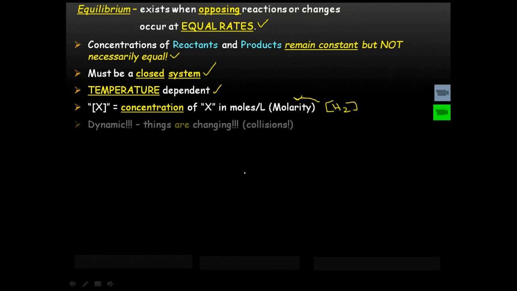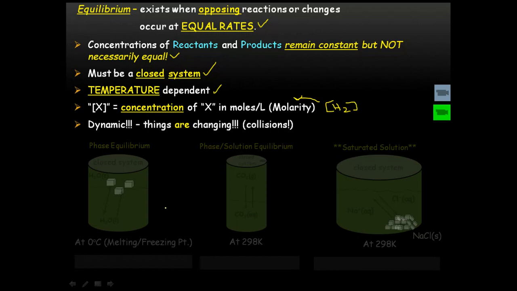Okay, next. Things are dynamic. They're going to be changing each time. Molecules are going to be colliding, crashing into each other. They're going to be doing chemical changes, but there are two different reactions taking place in opposition. So things are happening that way.